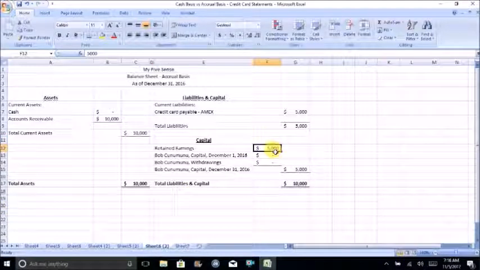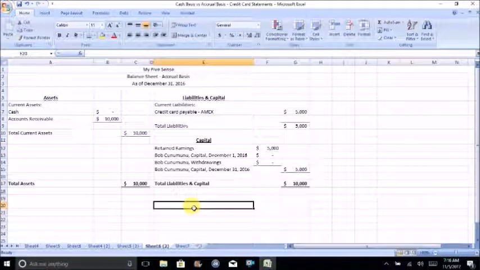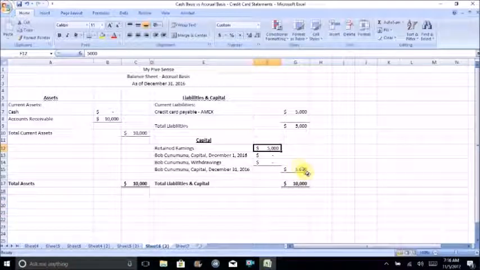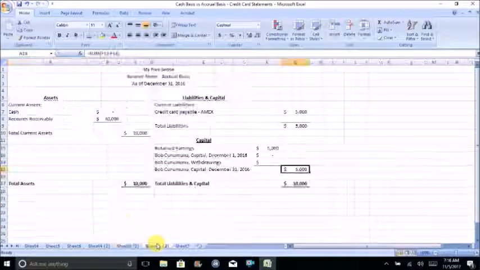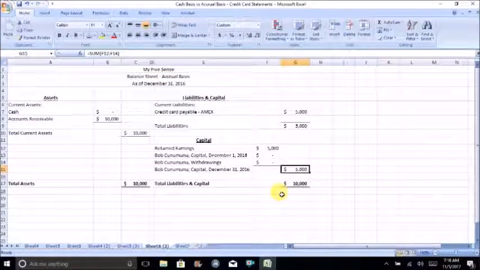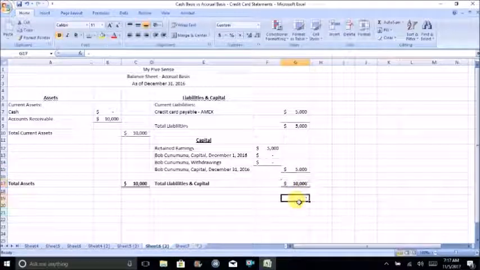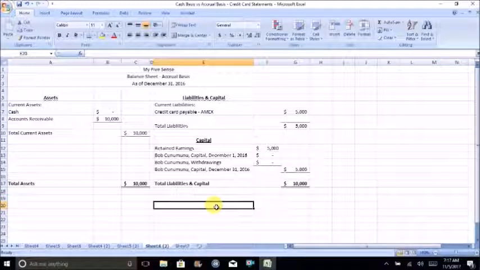Here we are in retained earnings. Retained earnings $5,000, the capital brought forward or rolled over from the statement of owner's equity, $5,000. It rolls over to the capital section of the balance sheet. Flip that side of the balance sheet, liabilities and capital section, and we have $10,000. Again, it balances, right? And we know that's right, though.